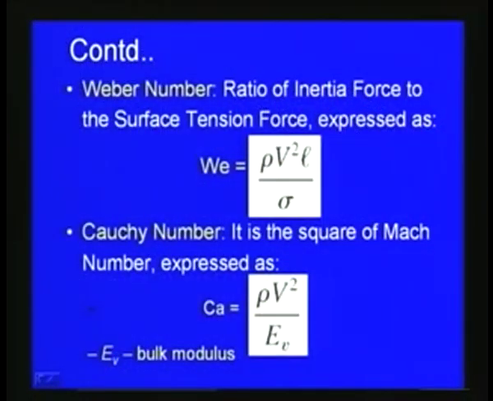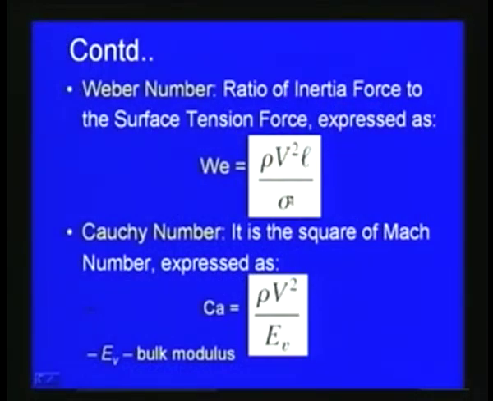Another important dimensionless number is called the Weber number. The Weber number is the ratio of inertia force to the surface tension force. In many fluid mechanics problems surface tension is very important, so we can use the Weber number. It is defined as rho V square L by sigma, where rho is the density of the fluid, V is the velocity, L is a characteristic length, and sigma is the surface tension.